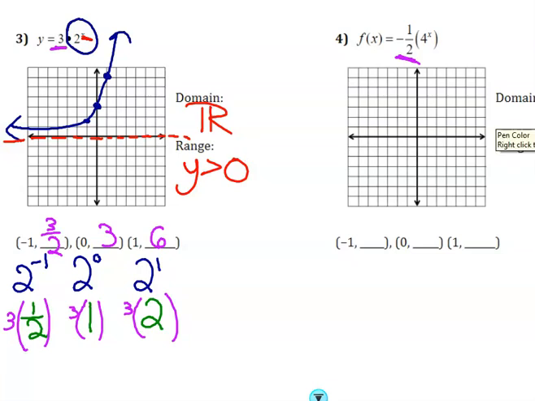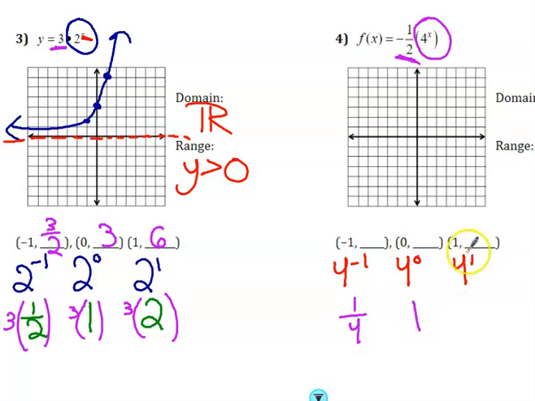All right. So please don't multiply these together and then do the exponent. The base is 2. Not 3 times 2, all right? The same for this one, 4 to the x. So 4 to the negative 1, 4 to the 0, and 4 to the first. That's my first step. I'm going to do the base. So 4 to the negative first is 1/4. 4 to the 0 is 1, and 4 to the first is 4. Now I'm going to times that by the negative 1/2 in front.